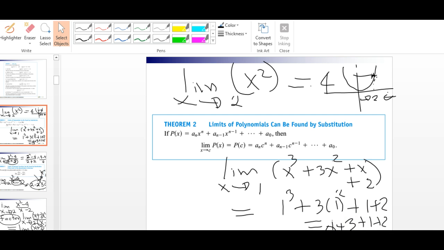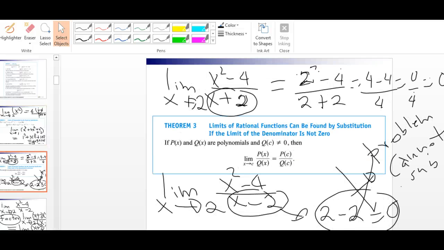Alright, so the limit actually is equal to 7. Now what if you don't have a polynomial? When you have a quotient, be very, very careful. If you look at this theorem, it says that if the limit of the denominator is not 0, then you can still plug in. Okay, now you've got to be careful.